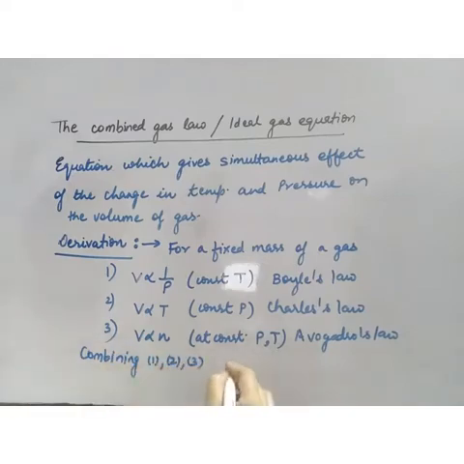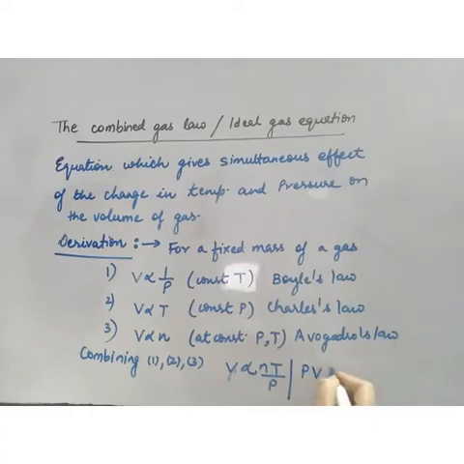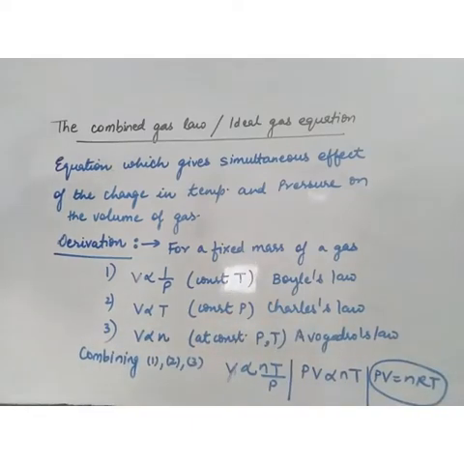And what we'll get? V is proportional to nT upon P. So this is the combining effect. Now take this P to this side, so it will be PV is proportional to nT. And what can we write alternately? If we remove the proportionality sign, we always get a constant. So PV is equal to nRT. This is the combined gas law, or this equation is known as the ideal gas equation, because any gas which follows this equation will be considered as an ideal gas.